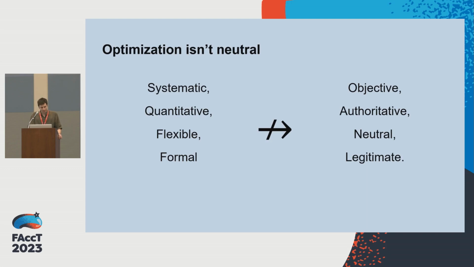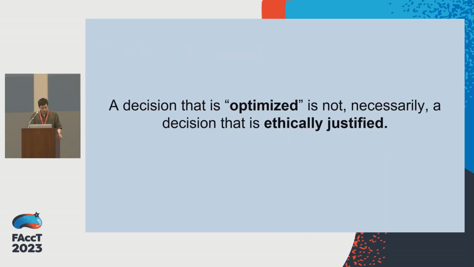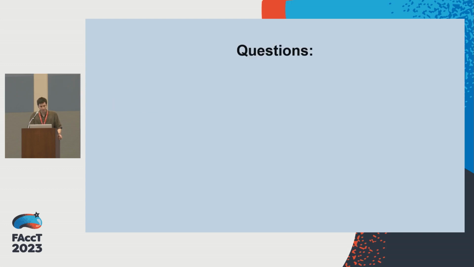Optimization represents a systematic way to quantitatively choose between a set of decisions. It is formal, it is flexible, and widely applicable. However, none of this implies that optimization is neutral, objective, authoritative, or legitimate. Generally, we argue that a decision that is called optimal or optimized is not necessarily a decision that is ethically justified. So in the paper and in this talk, we discuss two questions that guide our inquiry.